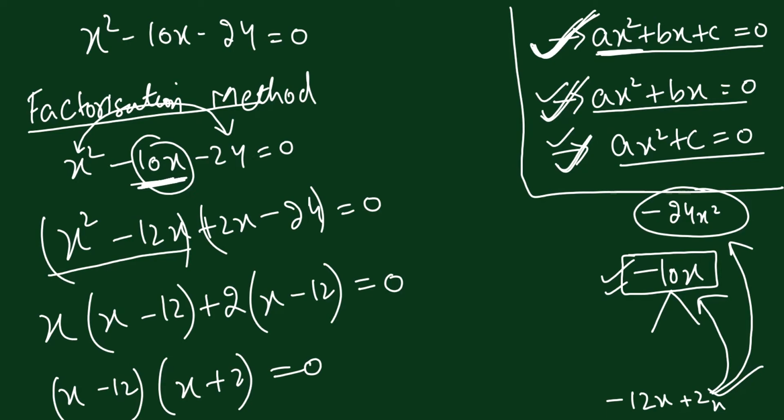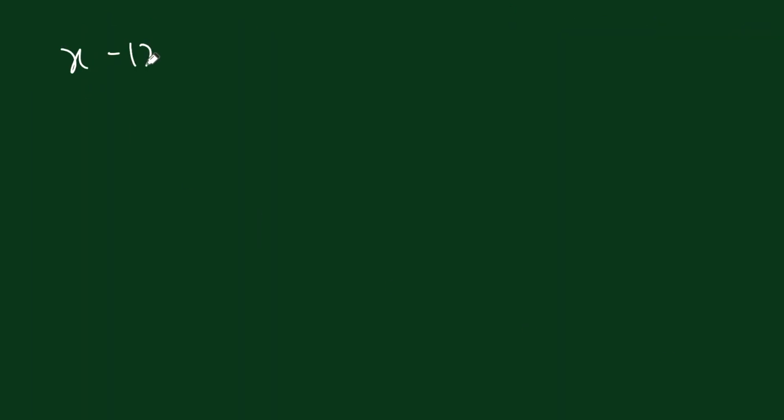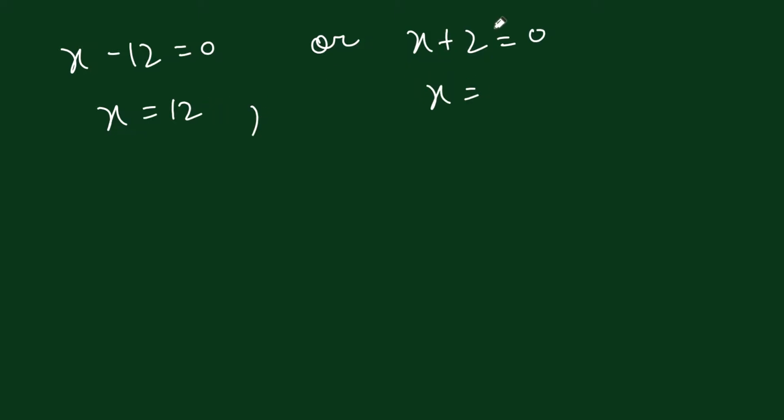Now further, either x minus 12 is 0 or x plus 2 is equal to 0. Make sure right side has to be 0. So we'll write x minus 12 is equal to 0 or x plus 2 is equal to 0. So when minus 12 goes to the other side, it becomes plus 12. 0 plus 12 is 12. And here x is 0 minus 2, that's x is equal to minus 2. So you got x is equal to 12 or minus 2.